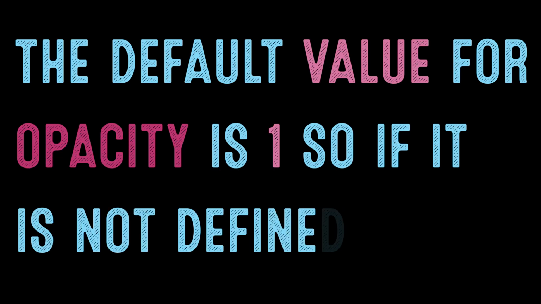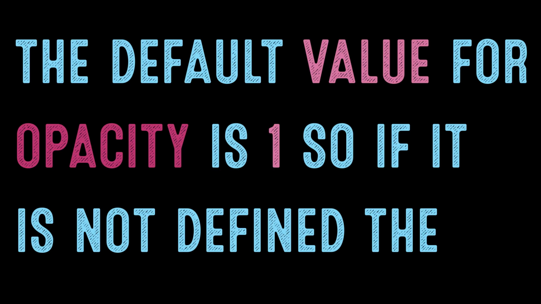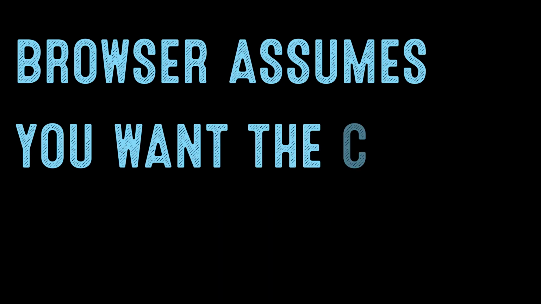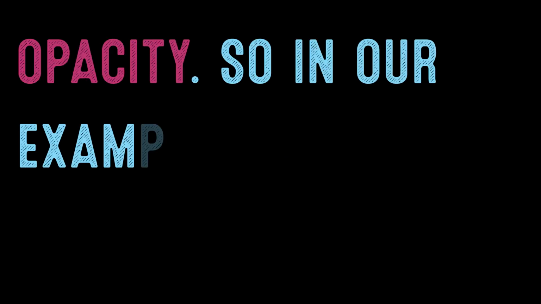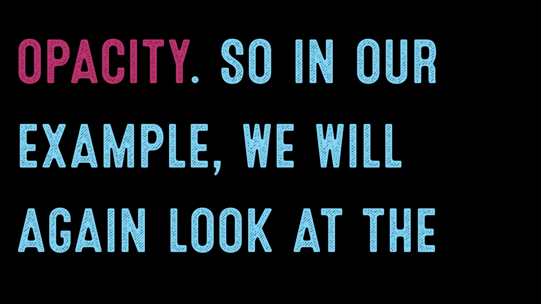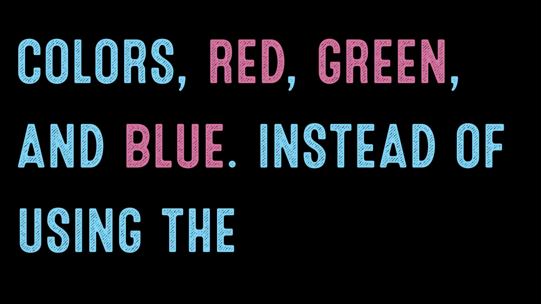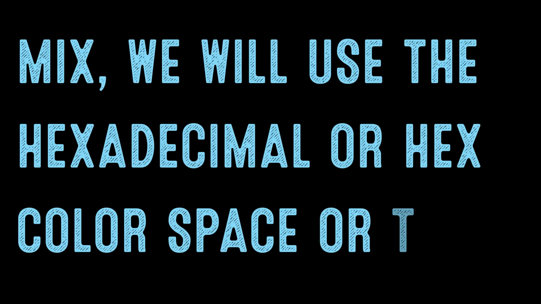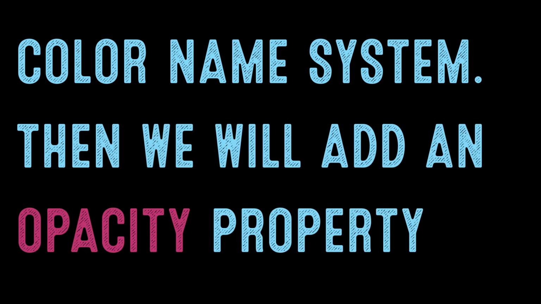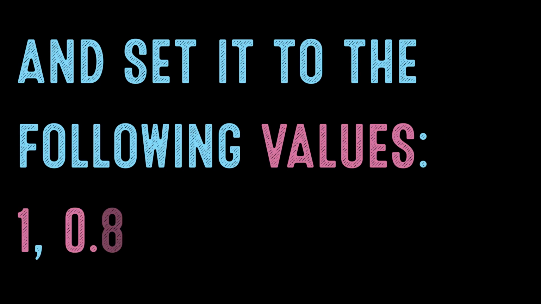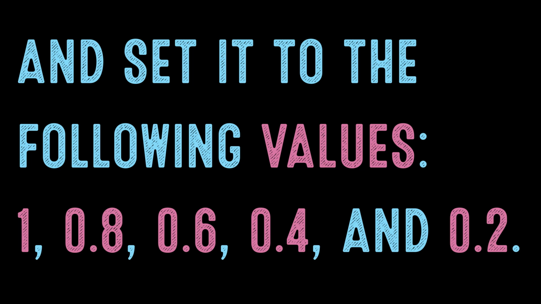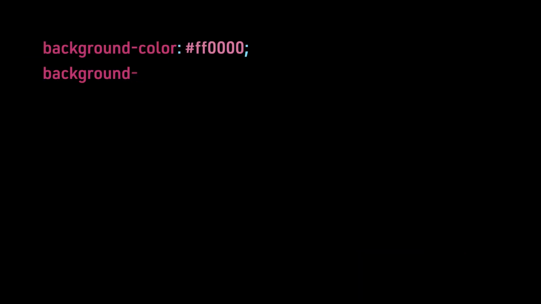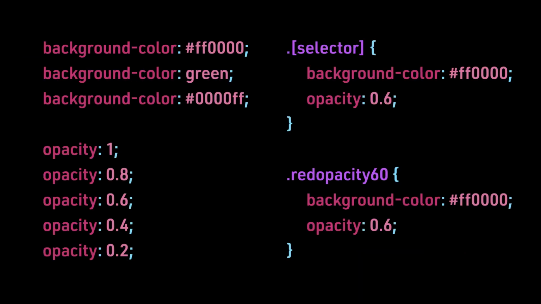The default value for opacity is 1. So if it is not defined, the browser assumes you want the color displayed at full opacity. So in our example, we will again look at the colors red, green, and blue. Instead of using the RGB color mix, we will use the hexadecimal or hex color space or the color name system. Then we will add an opacity property and set it to the following values: 1, 0.8, 0.6, 0.4, and 0.2. Let's take a look at the CSS.